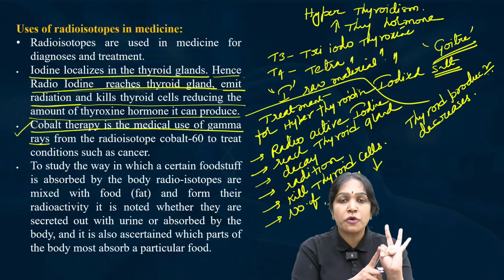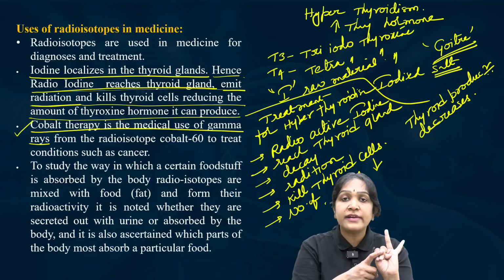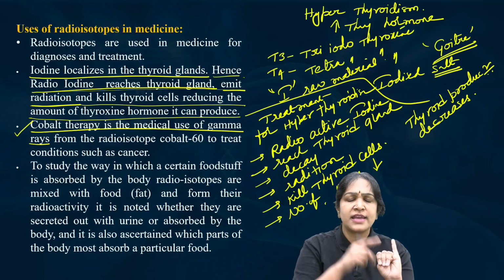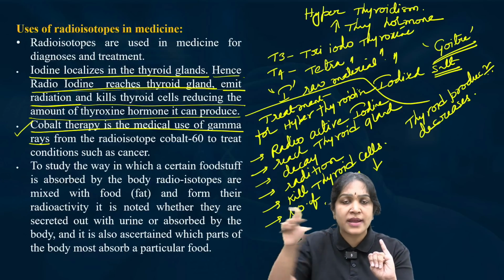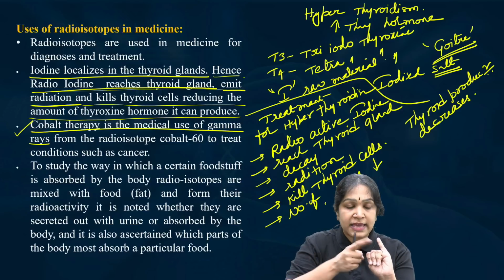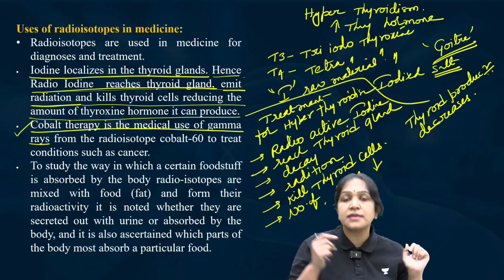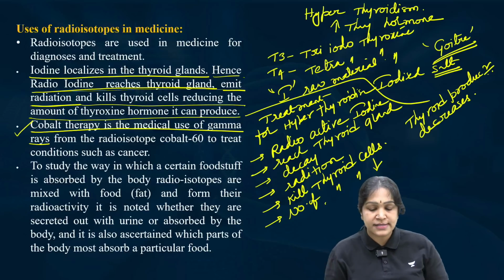The radioactive cobalt reaches the cancer cell, undergoes decay and releases gamma rays, the highest energy rays in the electromagnetic spectrum. If you look at the electromagnetic spectrum, they kill the cancer cells. Cancer cured. This is nothing but the radiation therapy for cancer.